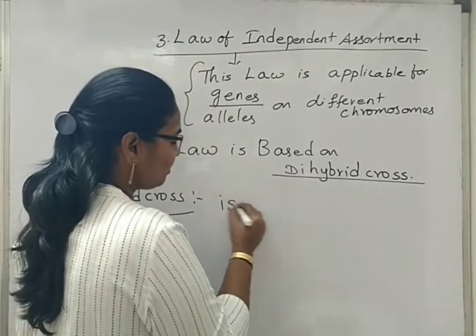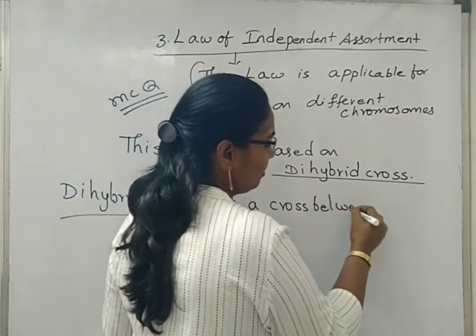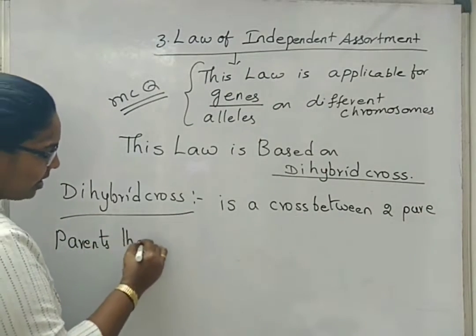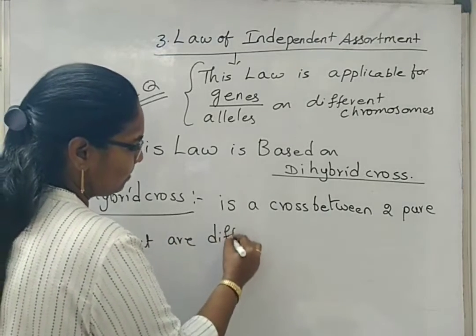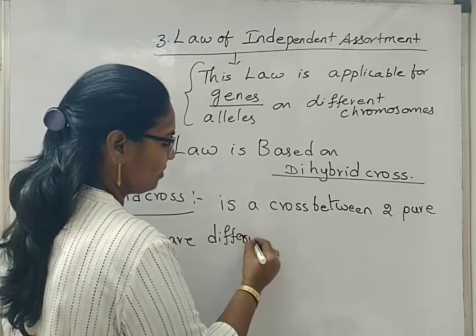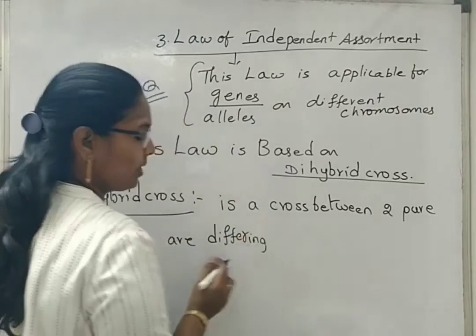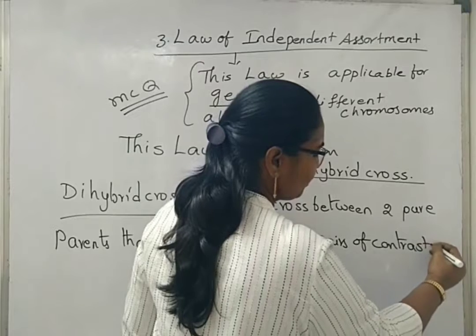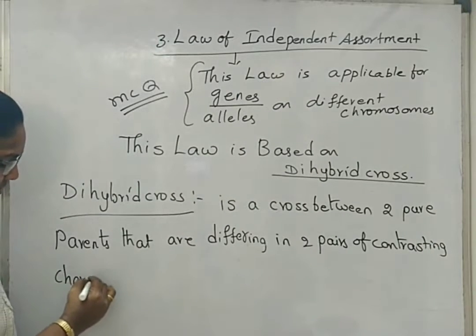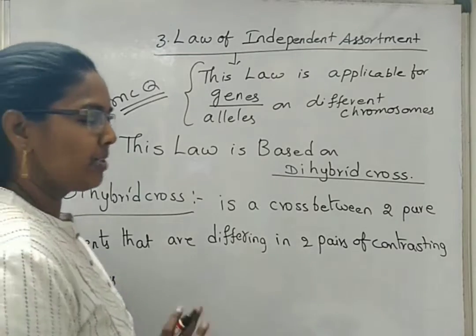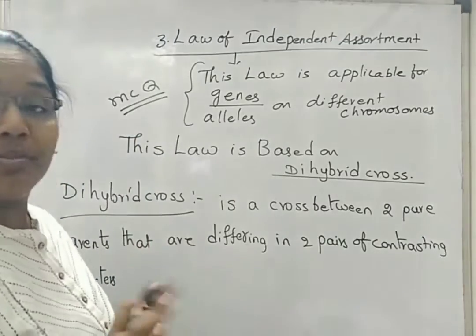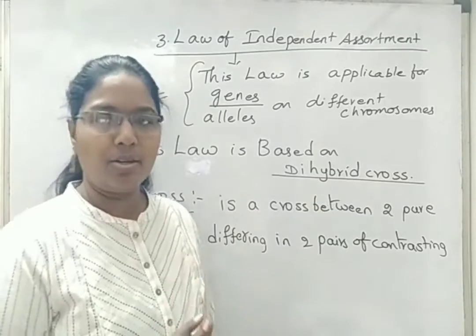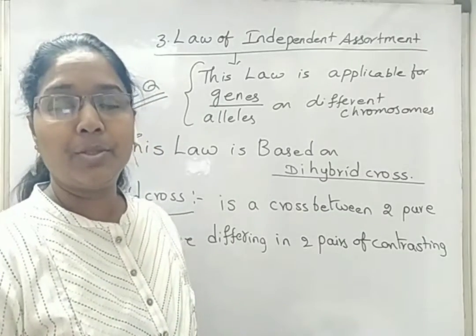So dihybrid cross is a cross between two pure parents that are differing in two pairs of contrasting characters. Now, this one we can say as one type of definition, because I told you there are different modes of explanations and definitions for explaining these laws. In the first law, the law of dominance, I gave you two types of definitions also.